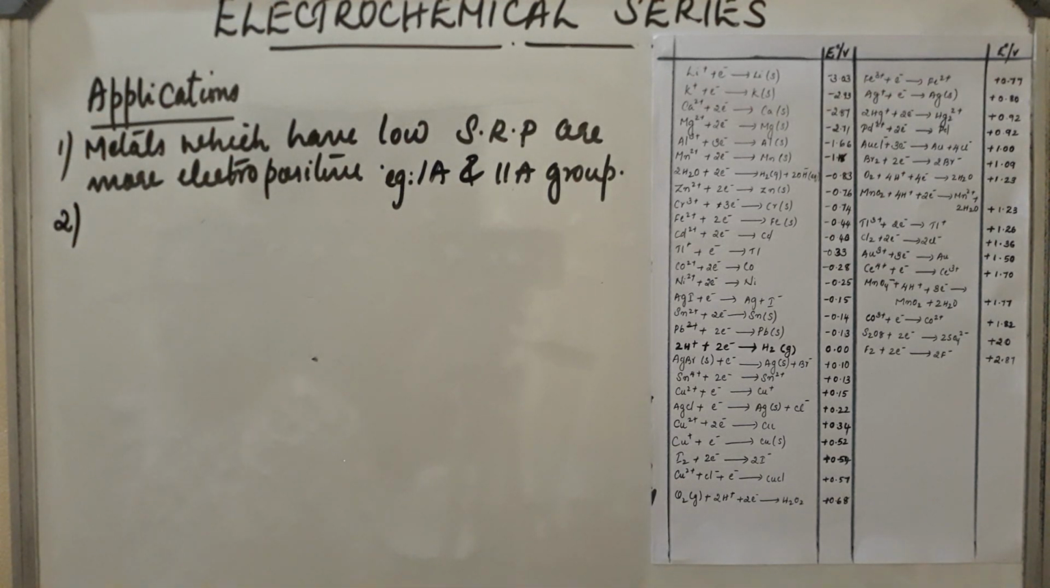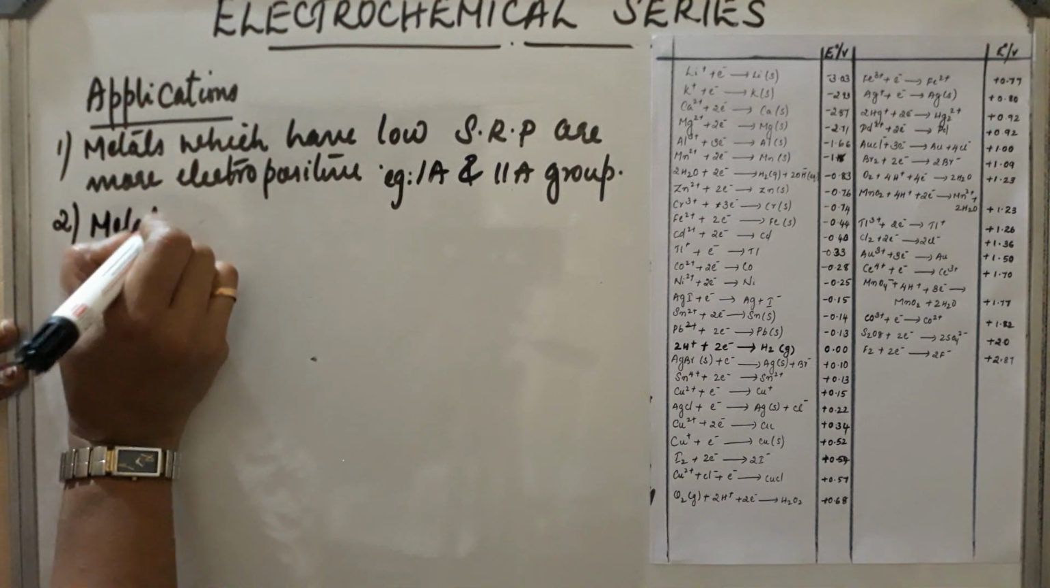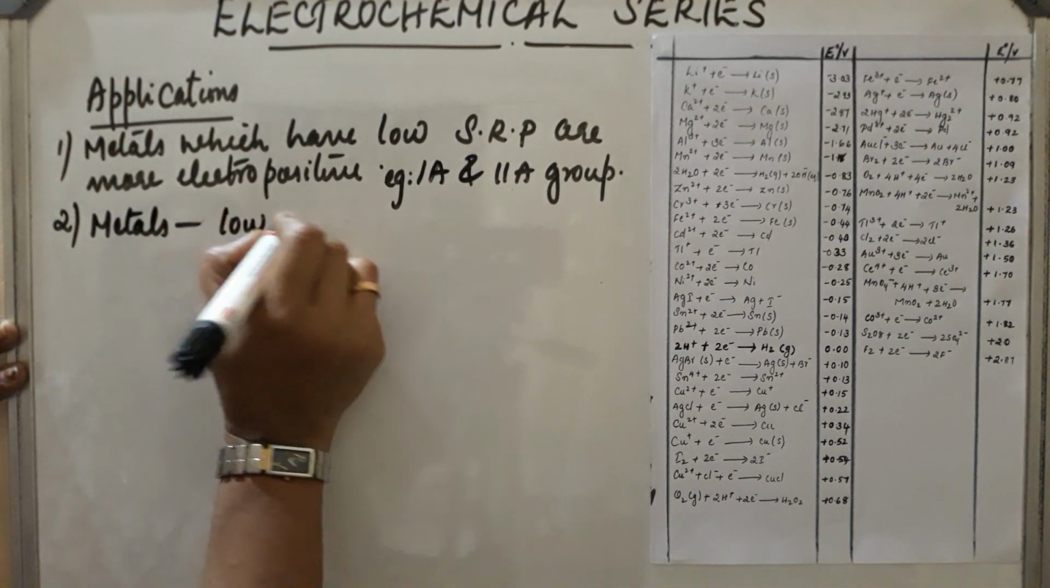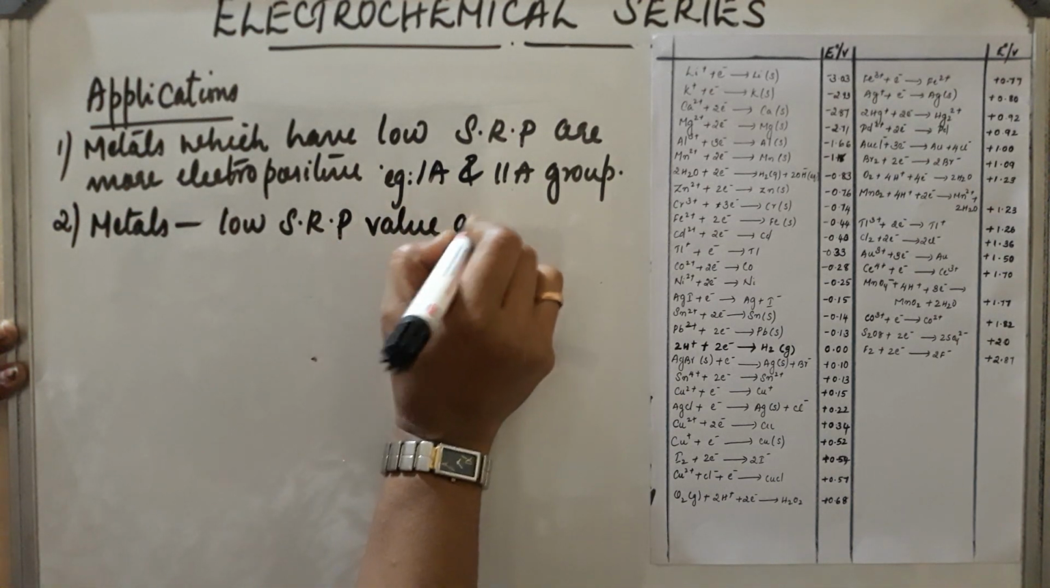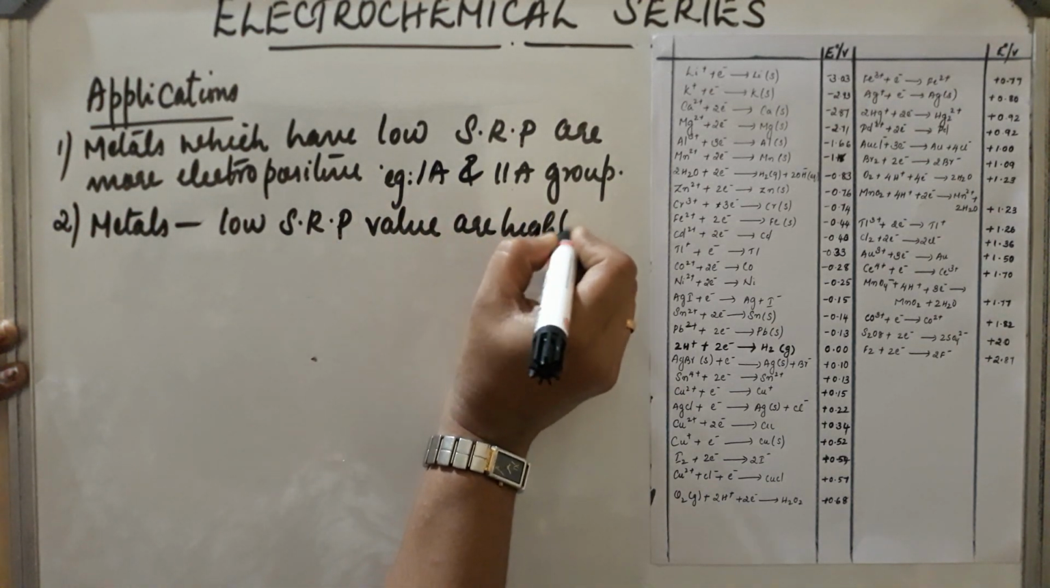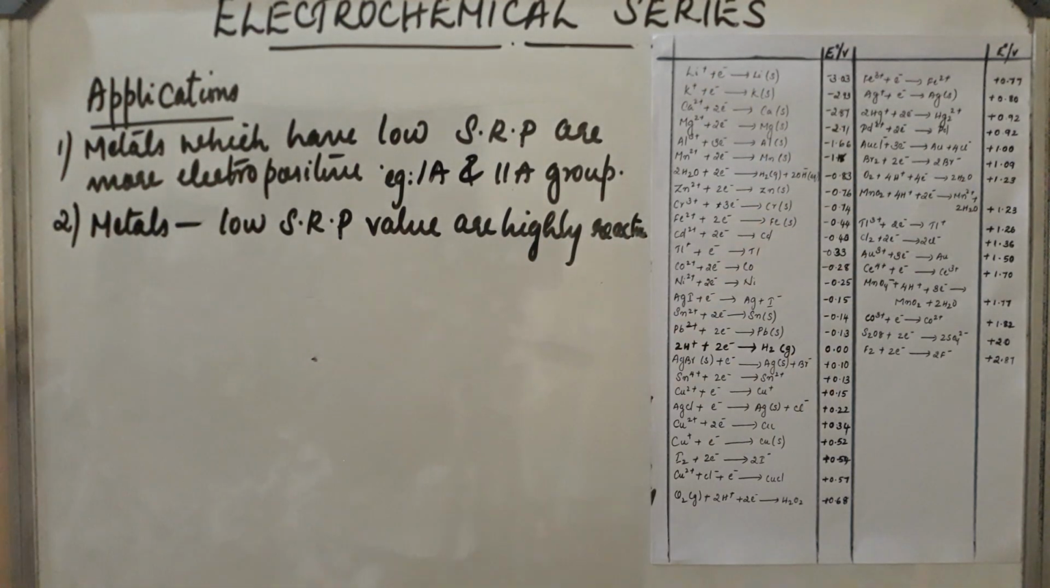Second point, metals which have low SRP value are highly reactive. Those which are above in the series are highly reactive. So alkali metals and alkaline earth metals have low SRP value. They are highly reactive and they evolve hydrogen from cold water.